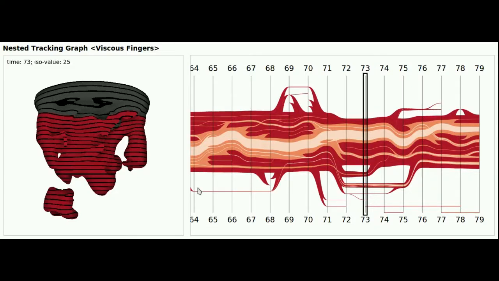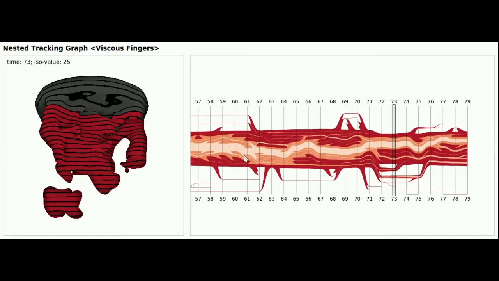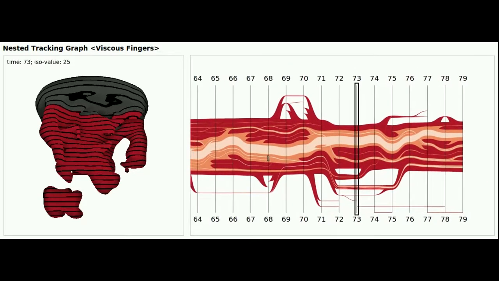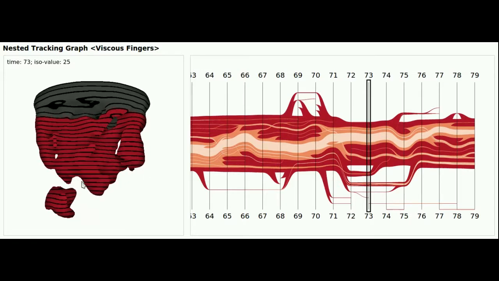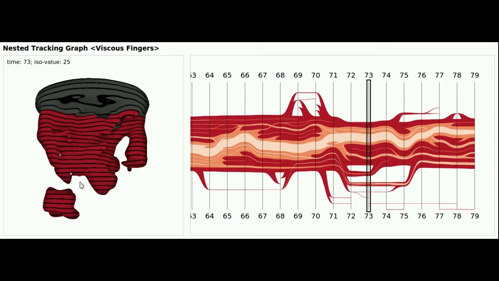In this video I will present our visual analysis tool, which consists of the direct volume rendering window and the nested tracking graph. This example is one ensemble member of the viscous finger dataset, where we calculated the nested tracking graph for the salt concentration thresholds 25, 30 and 35, and we color them from dark to light red.